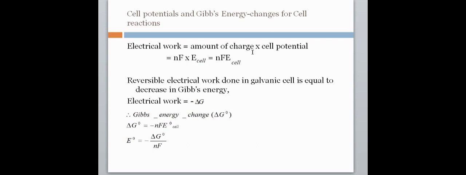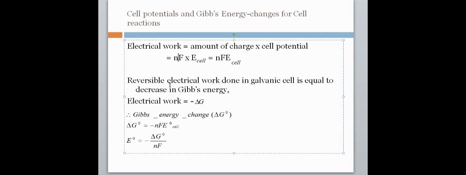I repeat, amount of charge multiplied by cell potential. Now amount of charge is what? Number of moles of electrons into the charge. That is in Faraday multiplied by cell potential, that is E cell. So I can write down like this, nF E cell.